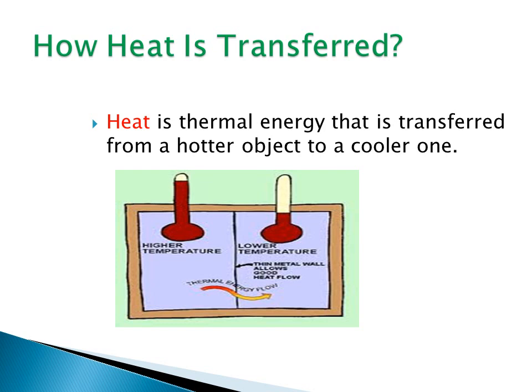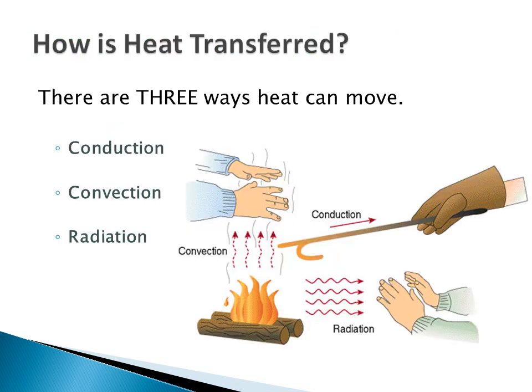Now we can see how heat is transferred. So what is heat? Heat is the thermal energy that is transferred from a hotter object to a cooler one. And how is heat transferred? There are three ways heat can transfer, which are conduction, convection and radiation.